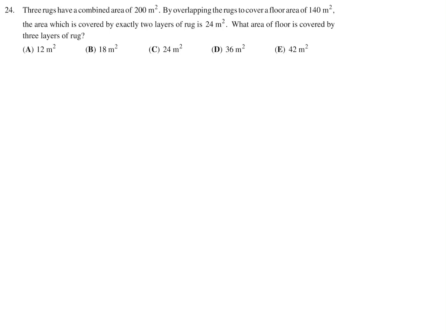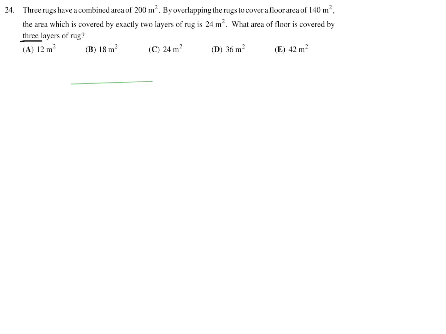Three rugs have a combined area of 200 meters squared. By overlapping the rugs to cover a floor of 140 meters squared, the area which is covered by exactly 2 layers of the rug is 24 meters squared. What area is covered by 3 layers of the rug?